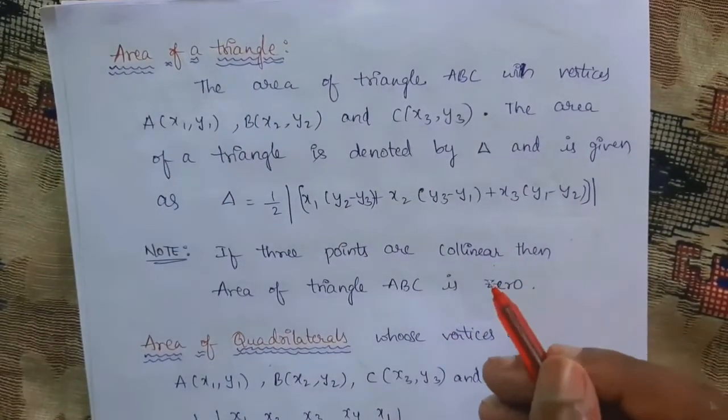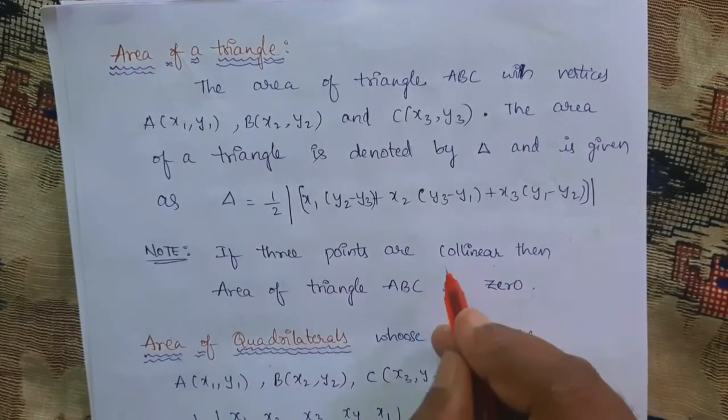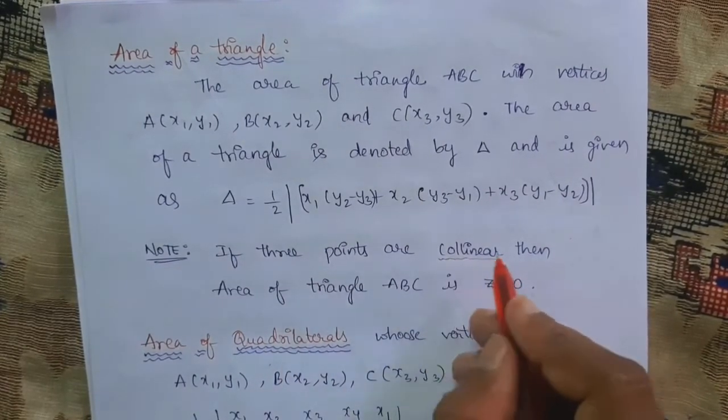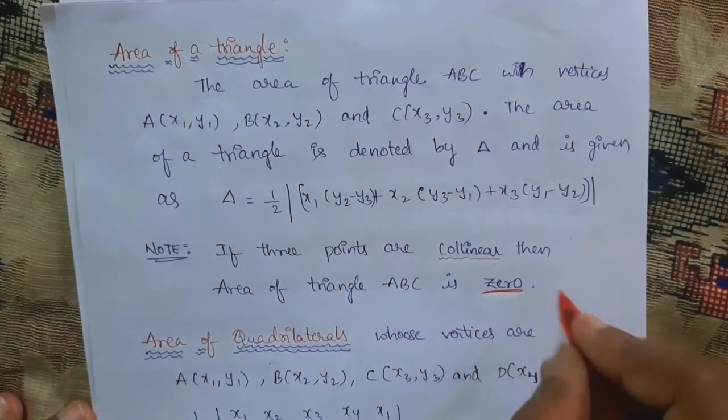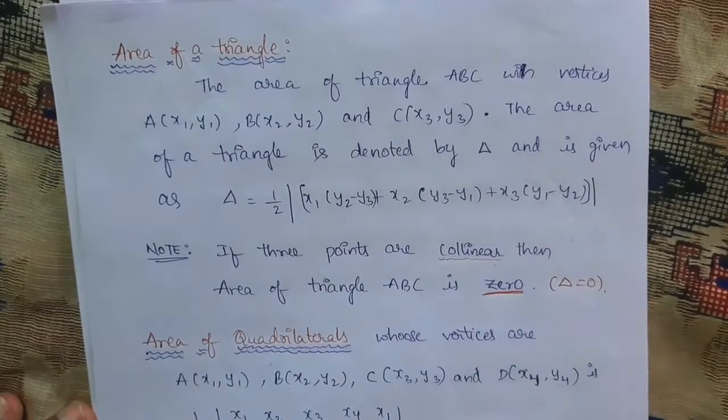While finding the area of a triangle, if those 3 points are collinear, here collinear in the sense that the points lie on the same line, then the area of the triangle is 0. Okay, that means det is equal to 0.